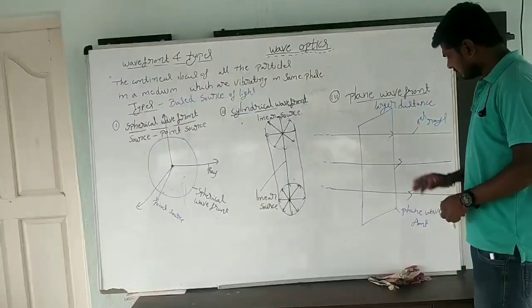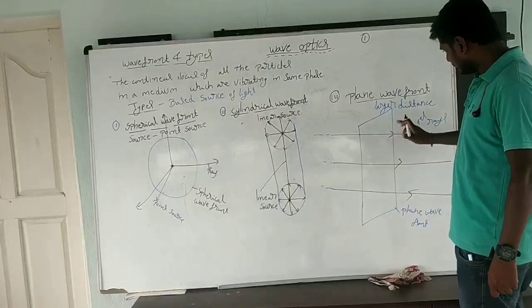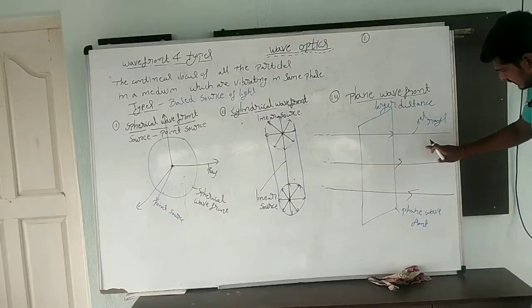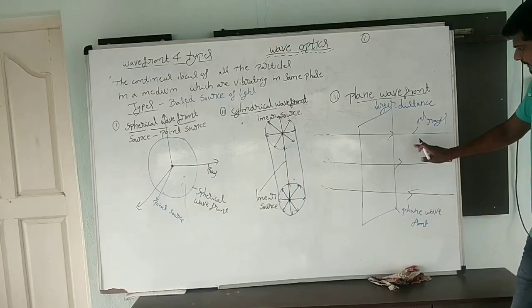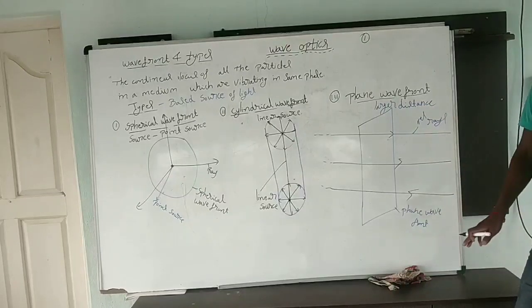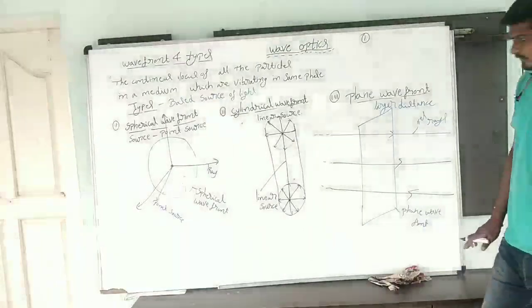Clear? Now, one more time. Note points you have to remember. The wavefront produced from the parallel rays. Yes, what is the wavefront produced from the parallel rays? They are going to call it as what? Plane wavefront. The wavefront produced from the parallel rays is called plane wavefront.